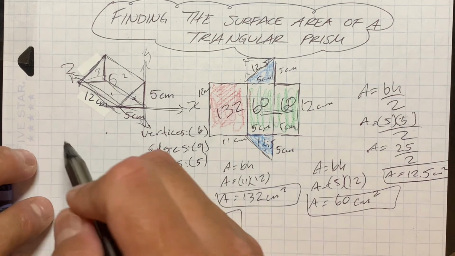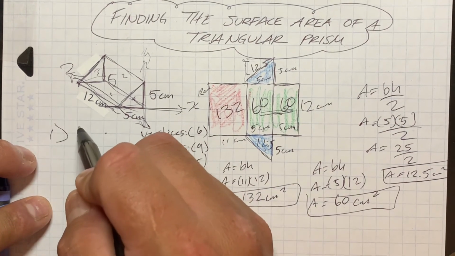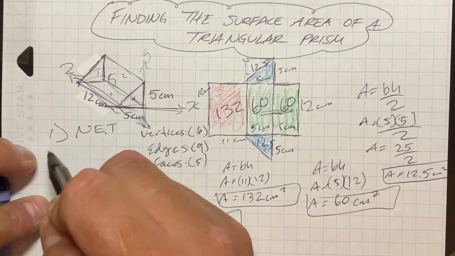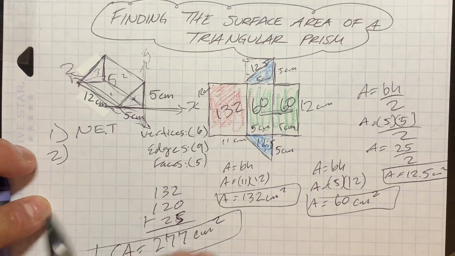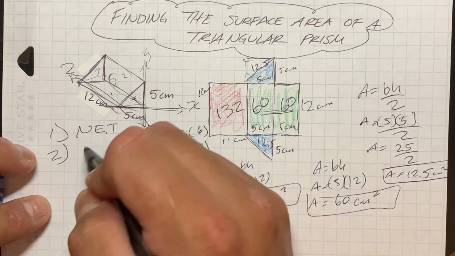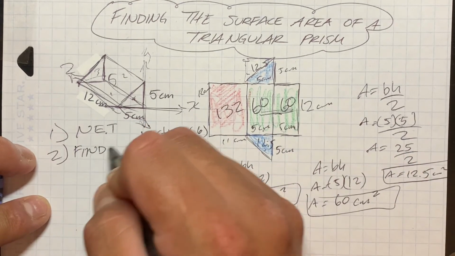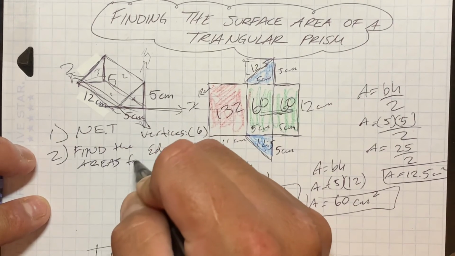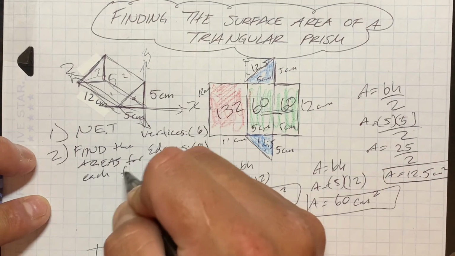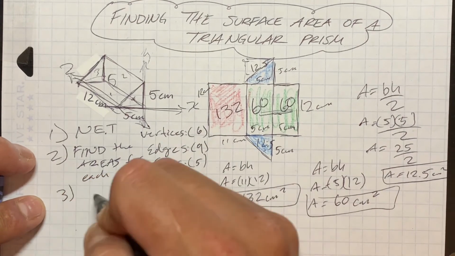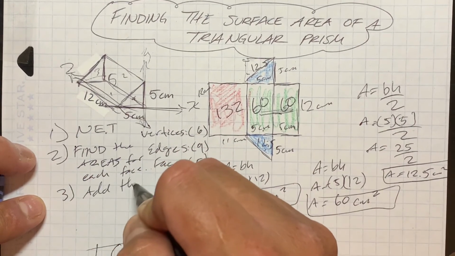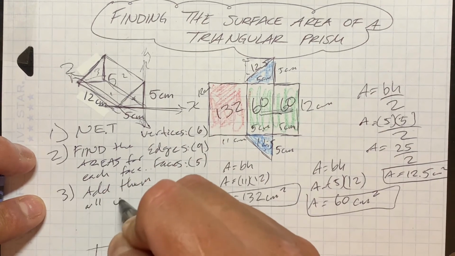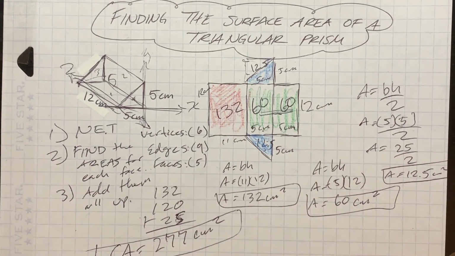Okay, so step 1, make it into a net. Step 2 would be to find the areas for each face. Step 3 is to add them all up, and then you'll have the surface area. All right, good to go.